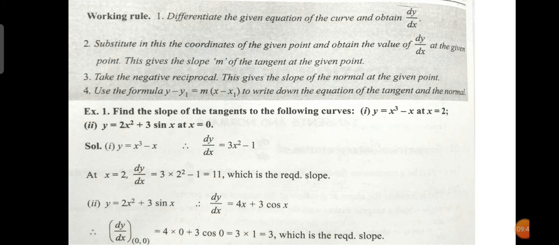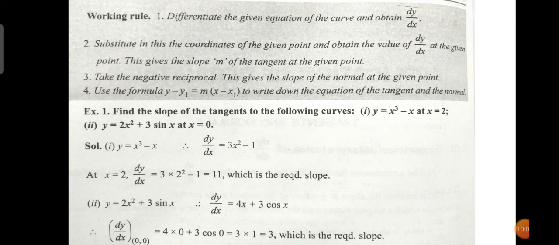So here x is 2. So substitute the value of x. That is 3 into 2 square minus 1, which is 11. That is the required slope. Just find the slope only. Okay, so you have to find the slope.